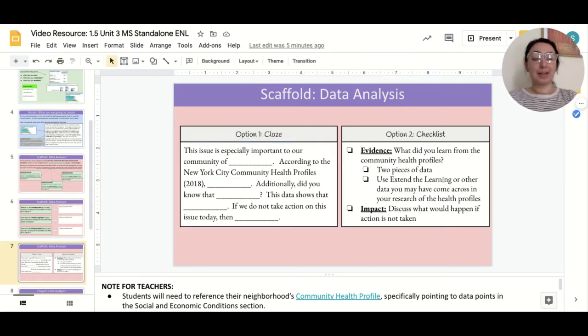The second option would be a checklist. So if you want to give your students something that's a little bit more student-created and less guided, you can give them the checklist. So what did you learn from the community health profiles, and ask them for 2 pieces of data and use the Extend the Learning in other data they may have come across, but try to keep it to the week that we're in. But if there was something really cool that they want to write about from the narratives in the community health profile for what we went over, then they're welcome to do that. And then lastly, the impact. What would happen if action is not taken?